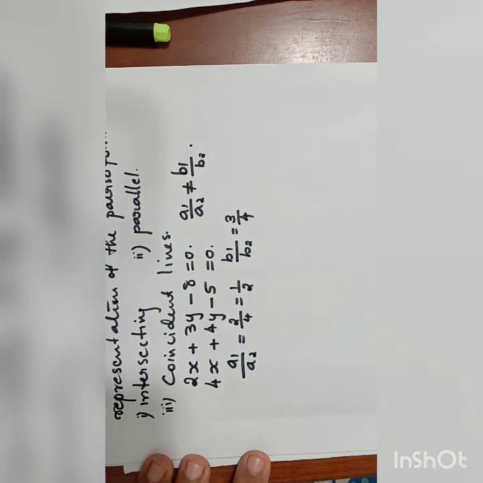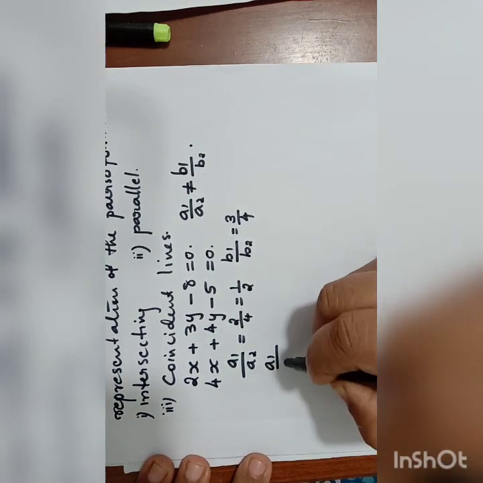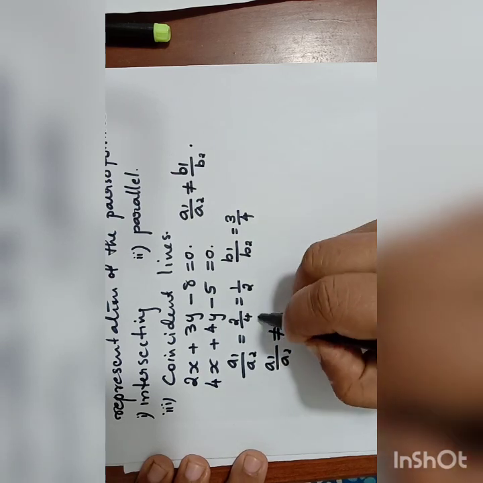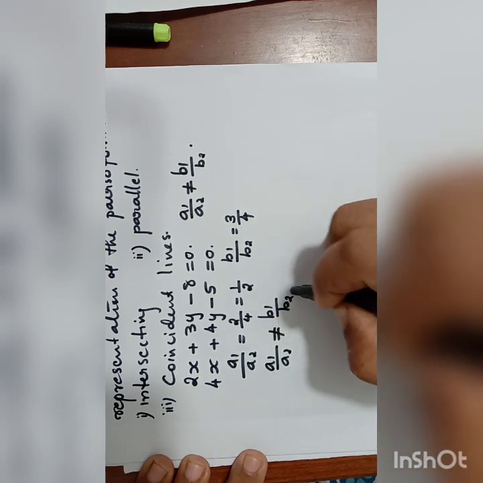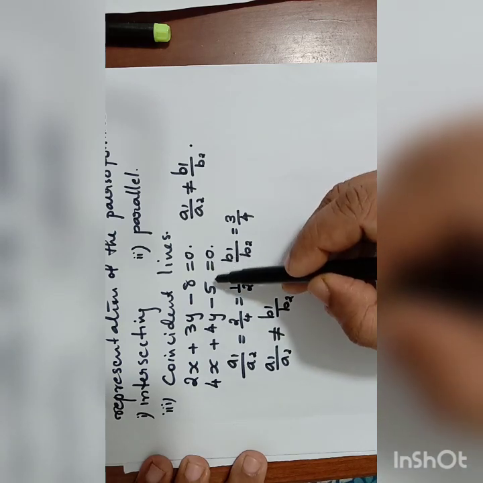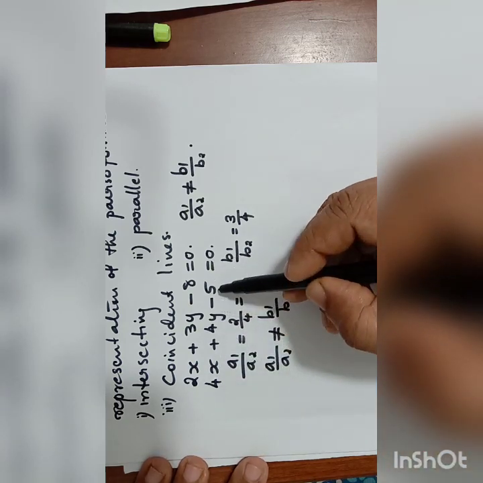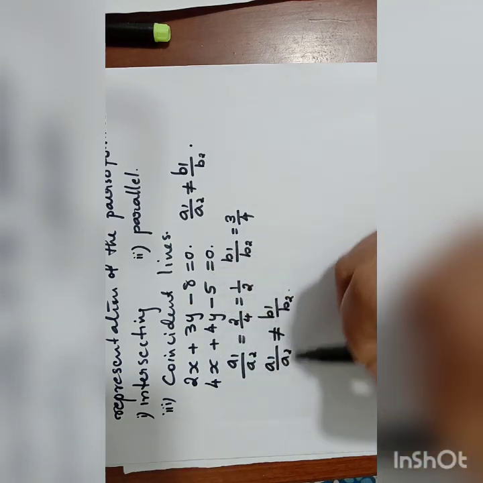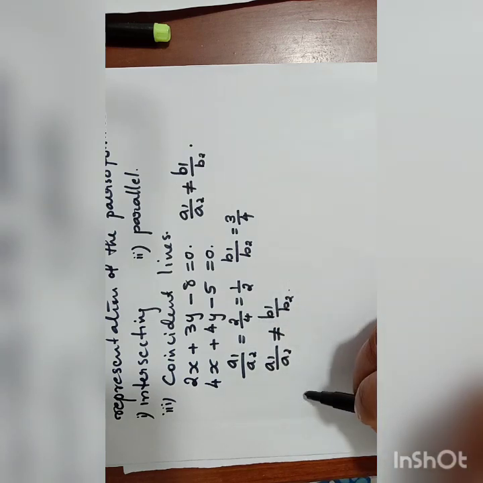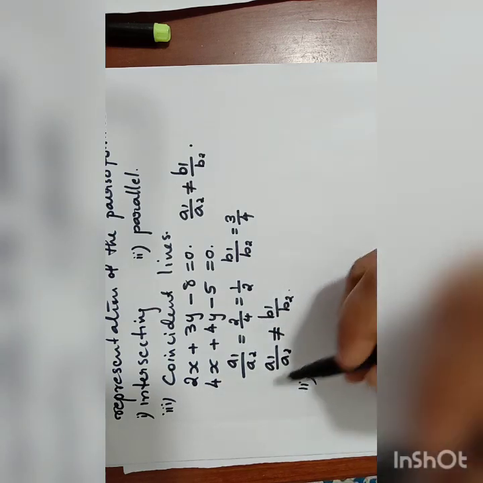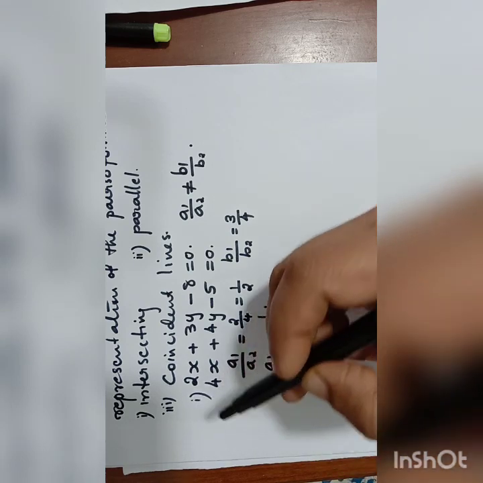Therefore our condition is satisfied. a1 by a2 is not equal to b1 by b2. So this line is our answer: 4x plus 4y minus 5 equal to 0. This condition should be satisfied. So for the first question we have written the answer.